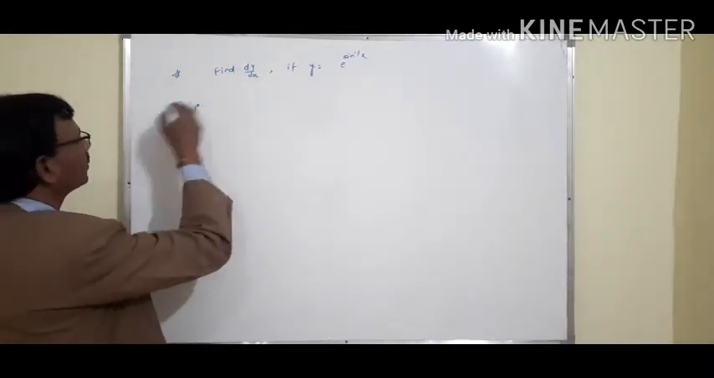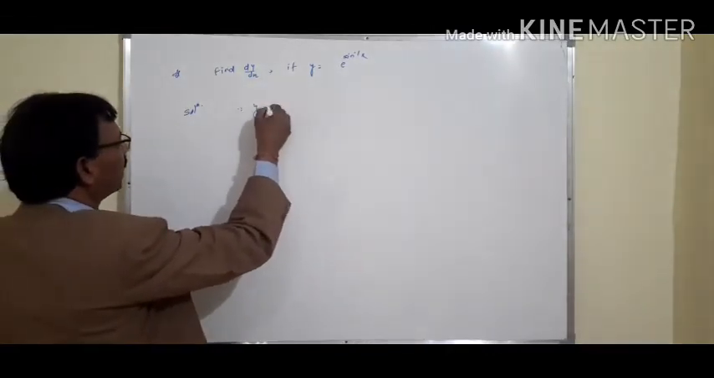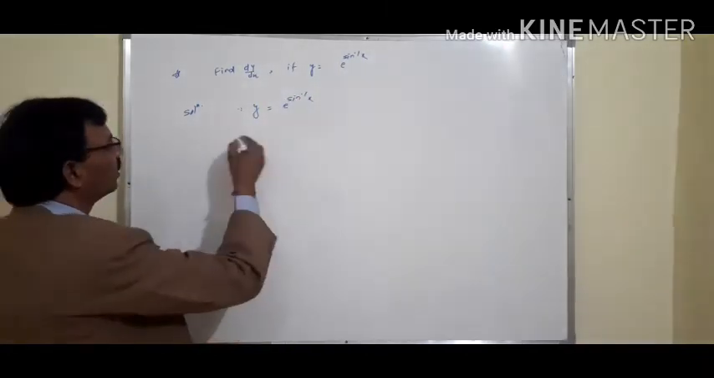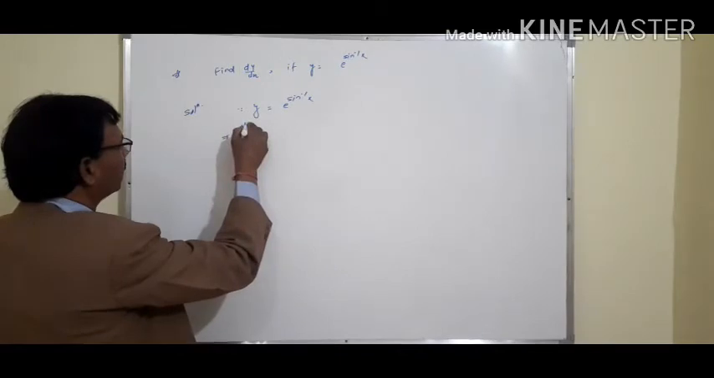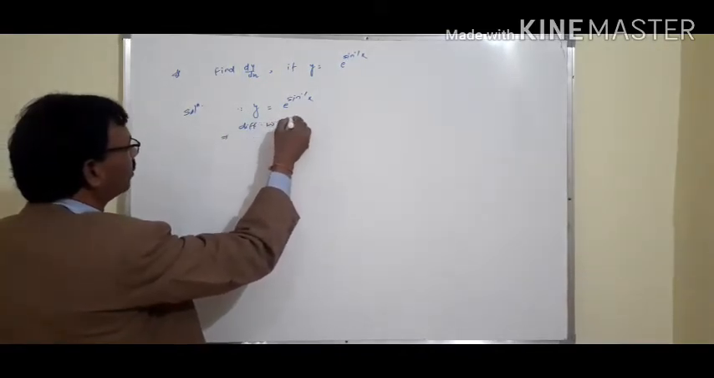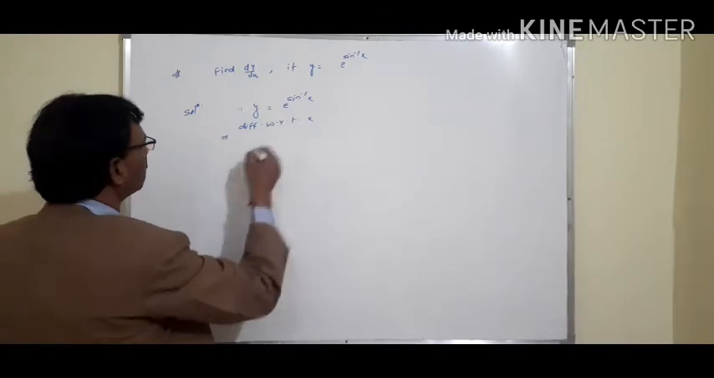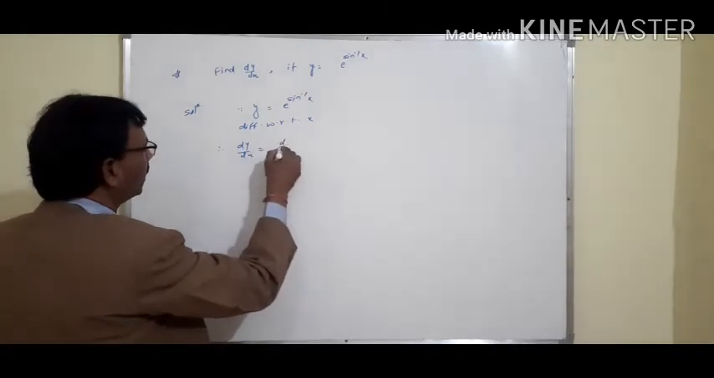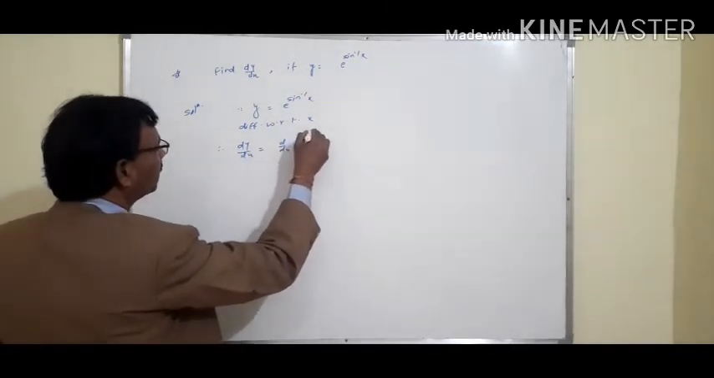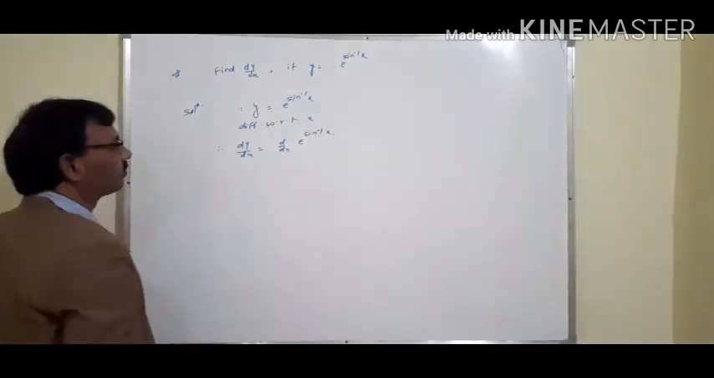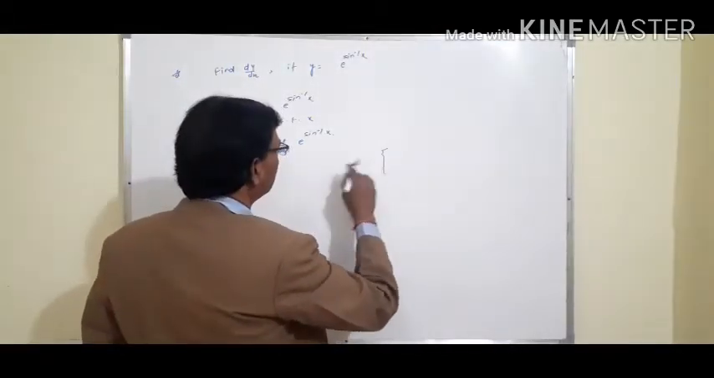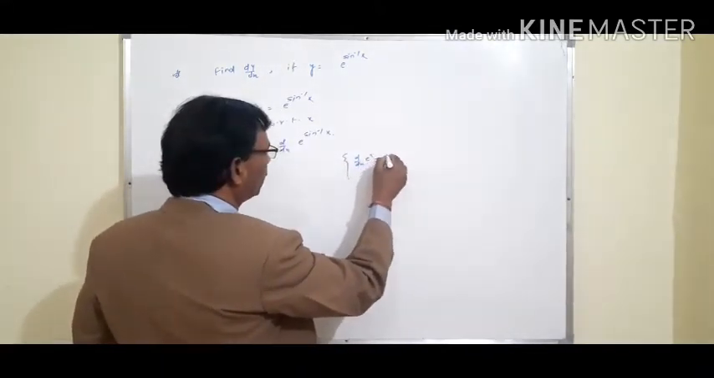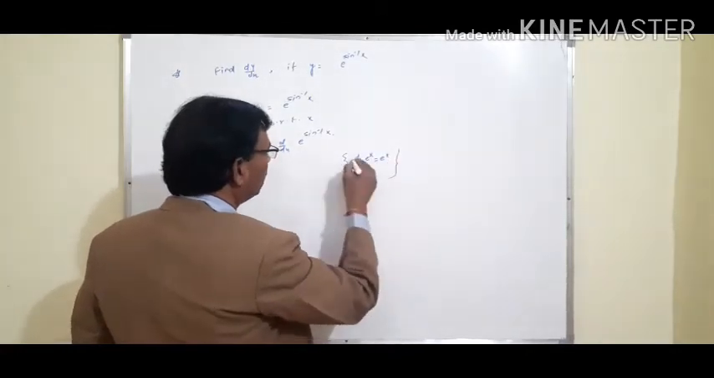Solution of this. Since the function is y equal to e to the power sine inverse of x, now differentiating with respect to x, therefore this will be dy upon dx equal to dy dx of e to the power sine inverse x. Now as you know that dy dx of e to the power x equal to e to the power x, this is the standard formula.